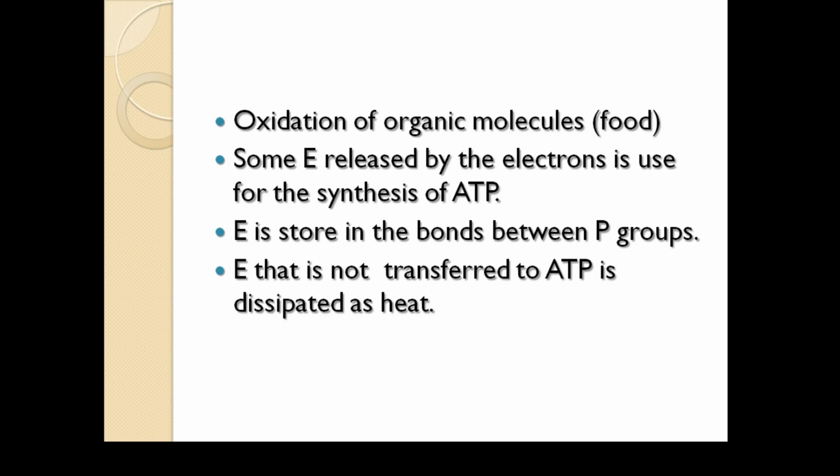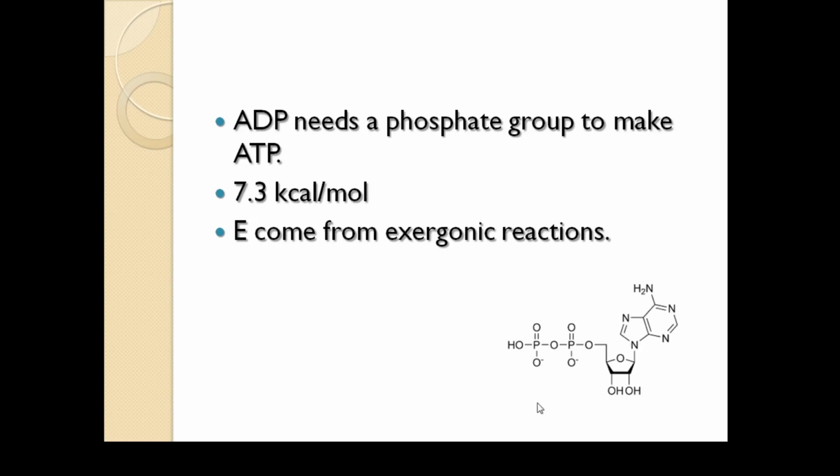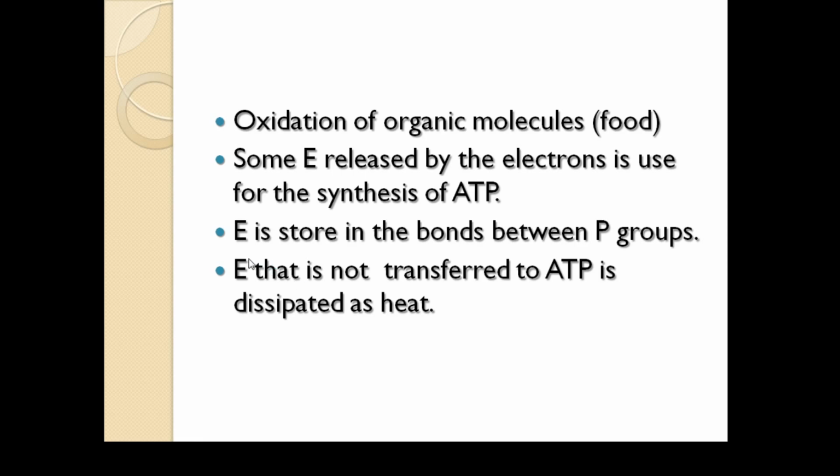So the oxidation of organic molecules, meaning all the substances that we eat, the food that we ingest, is going to oxidize. And in this oxidation, some of these reactions are going to release energy by the electrons used in the synthesis of ATP. So energy will be stored in the bonds of the phosphate groups. And the energy that is not transferred into ATP is going to dissipate as heat. So if we don't use it and it's not stored in our body, it's going to produce heat.